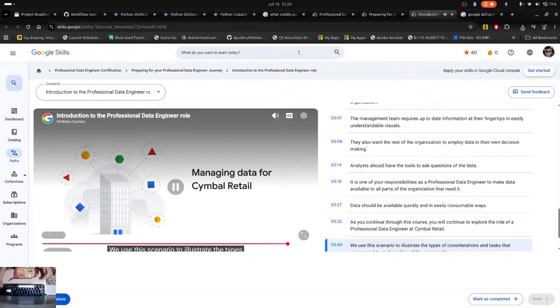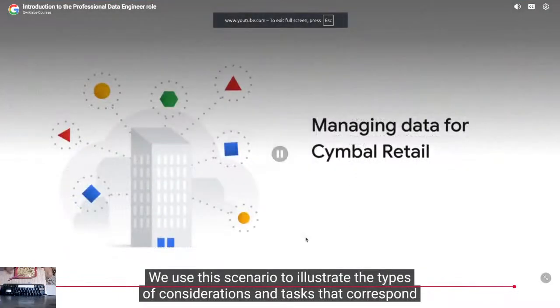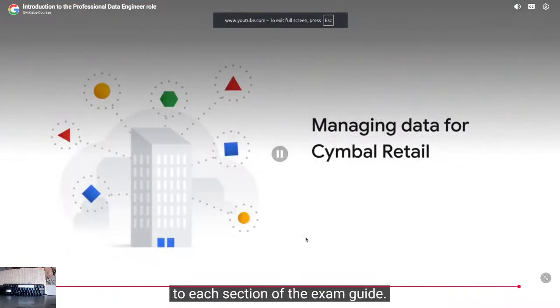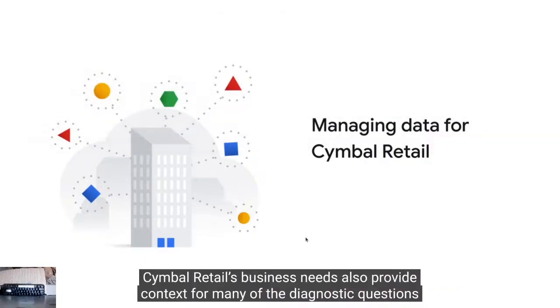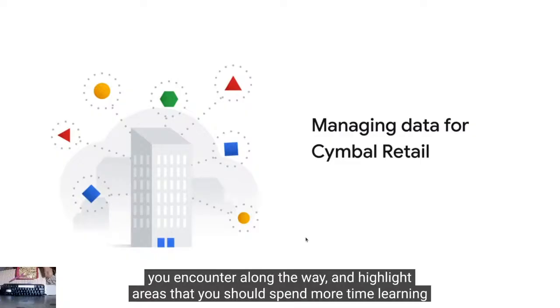demonstrate the types of considerations and tasks that correspond to each section of the exam guide. Symbol Retail's business needs also provide context for many of the diagnostic questions you encounter along the way and highlight areas that you should spend more time learning about.